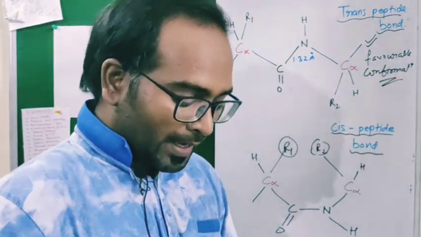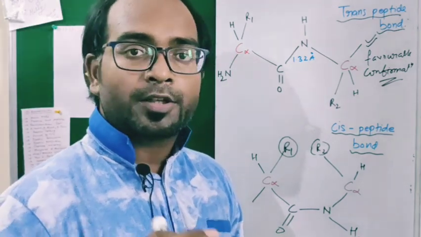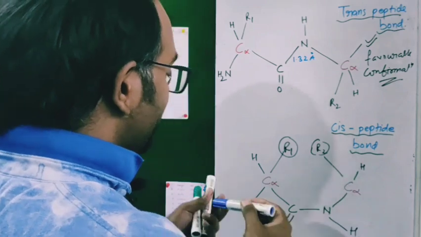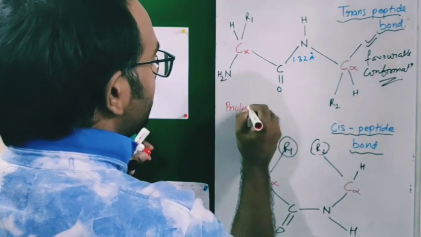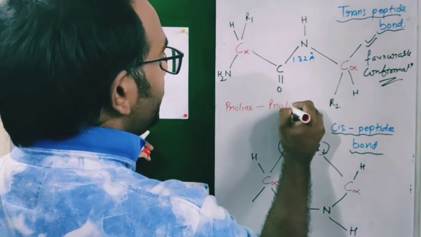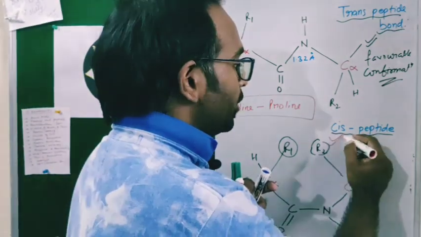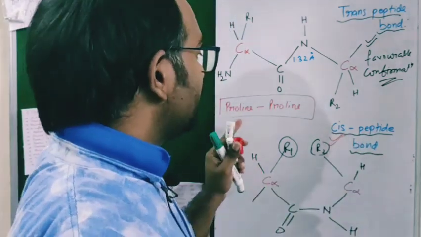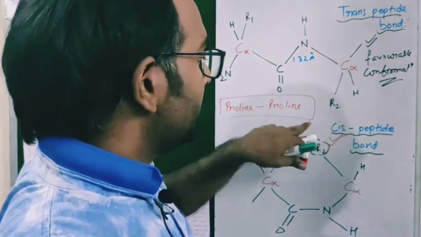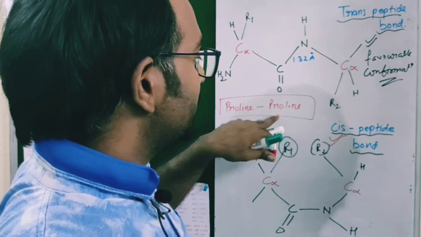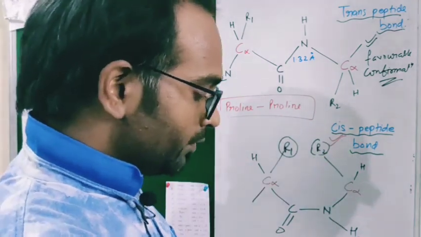But I am going to tell you one most important thing that is very important in the context of your exam. Wherever two prolines are present, there will be formation of a cis peptide bond. This is very important in the context of exams. Wherever two prolines come, this is responsible for the formation of the cis peptide bond, right? So this was very important.